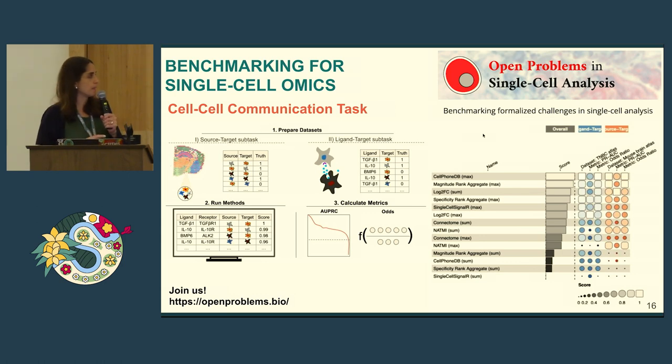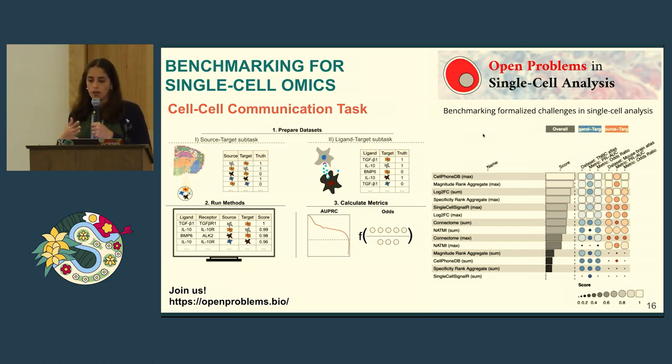So for example, if we look at cell-cell communication, this task in particular includes two subtasks, which are defined by different types of ground truth. On one hand, we have the spatial spot colocalization in the source target subtask. And we have the cytokine profiling in the ligand target subtask. And then we run methods on each task to score the likelihood of the interaction between source and target cell types, or ligand and target cell types, respectively. And then we use the area under the curve and the odds ratio to score the methods' output. And the results of that is what you can see here on the right.